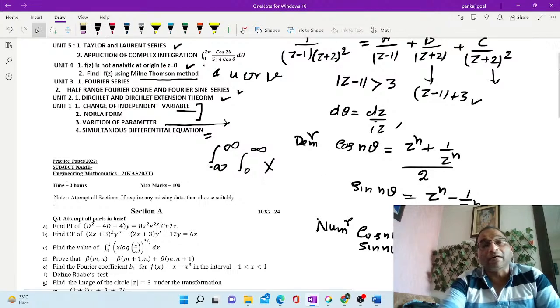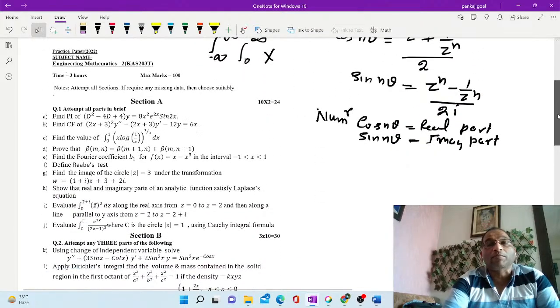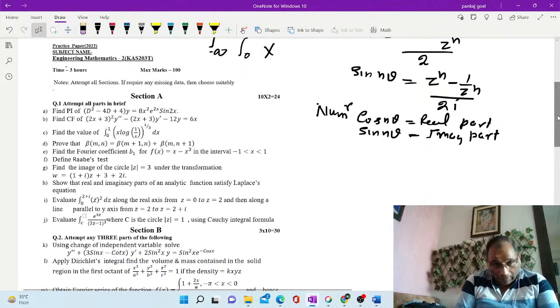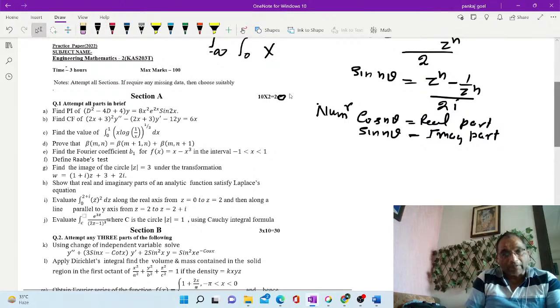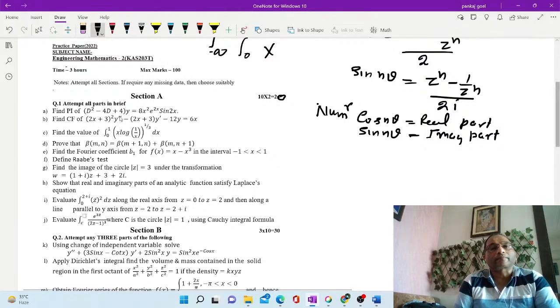Now we are discussing the model paper, right? I made a practice paper. You can solve this paper. In Section A, this is actually 20 marks, 10 into 2, 20. In Section A, there will be 10 questions. You have to attempt all questions, and one question is for 2 marks. And from each unit, I think there should be 2 questions, right?